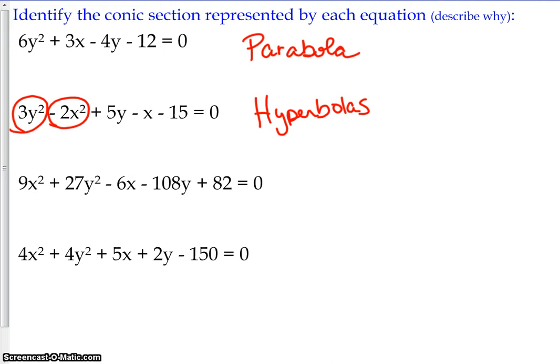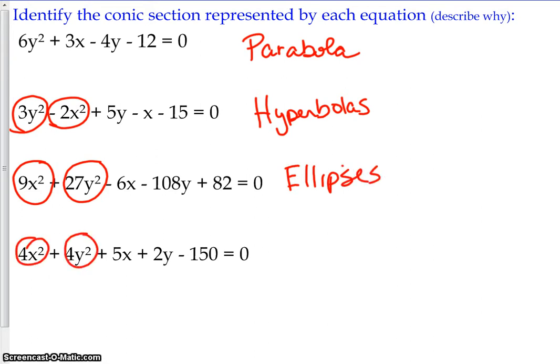In this one, I have a 27 for my y squared and a 9 as the coefficient of my x squared. So they're definitely not the exact same, but they're both positive. So because of that, they are, I'm blanking, I was going to say parabolas, not parabolas, ellipses. Sorry, there we go. And then the last one, they are identical. The coefficients are both a positive 4. So that means we have a circle.